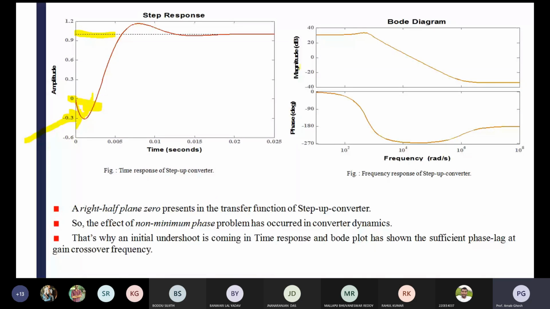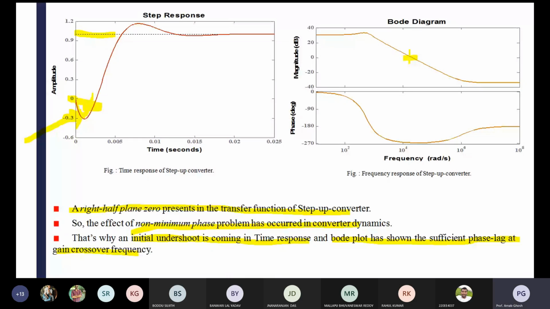The effect of the non-minimum phase problem occurs in the converter dynamics. That's why the initial undershoot is coming in the time response, and the Bode plot has sufficient phase lag at the gain crossover frequency. Gain crossover frequency means here, where your gain response is cutting the 0 dB line. If you project that point onto your phase diagram.